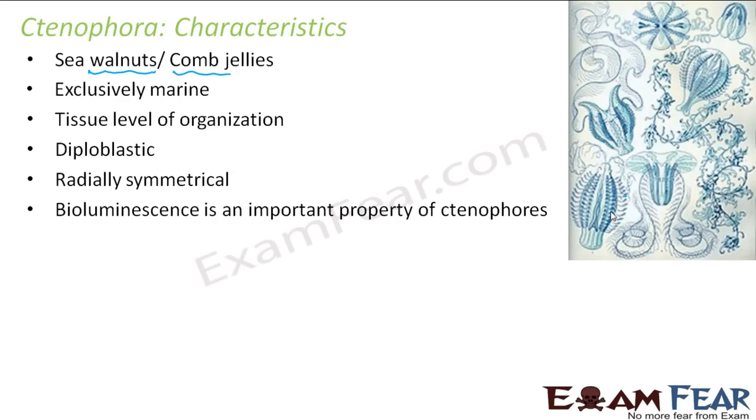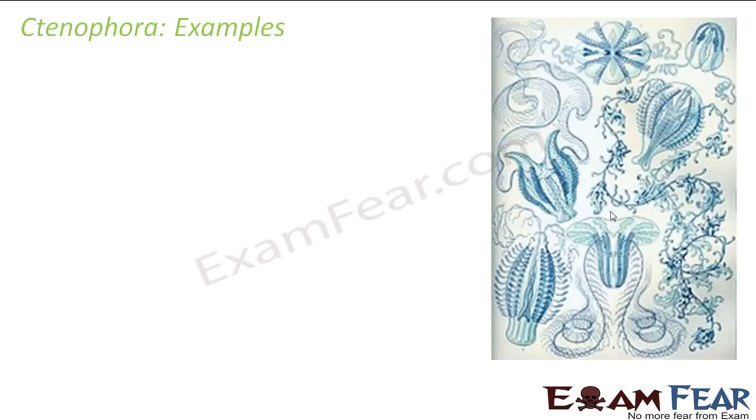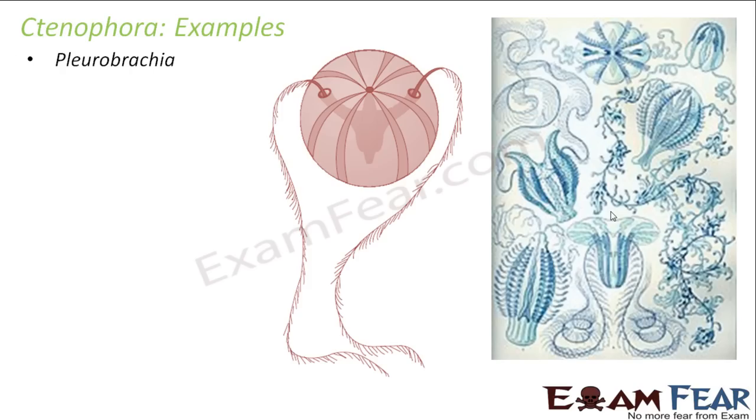Now, another important feature of the ctenophores is that their body bears ciliated comb plates, because of which they are also known as comb jellies. Now, we will look at some examples which will make things clear. One of the common examples is Pleurobrachia. So, if you look at this Pleurobrachia, you see some plate-like structures. 1, 2, 3, 4, 5, 6, 7, 8. So these plate-like structures are known as the comb plates. And because of the presence of these comb plates, they are known as comb jellies.